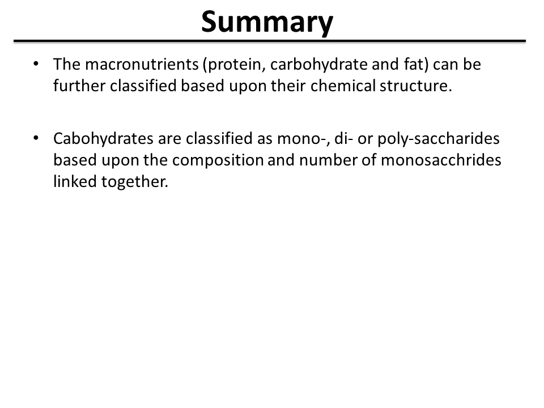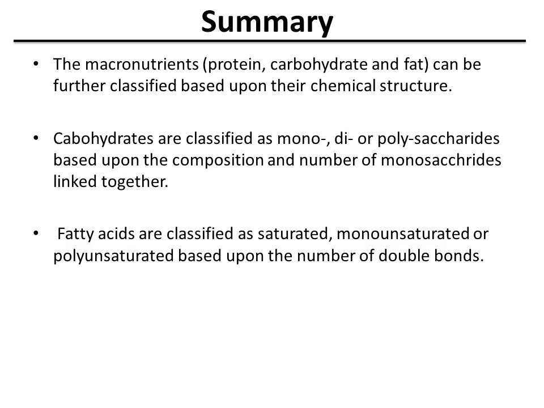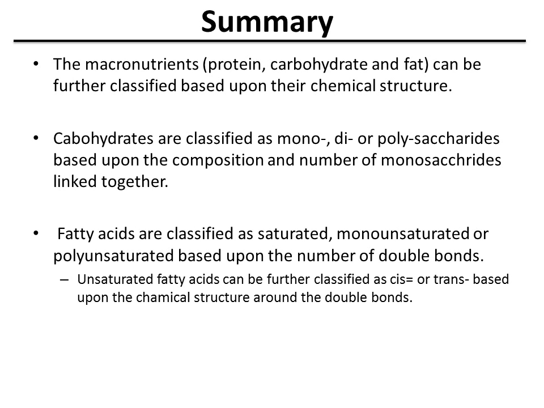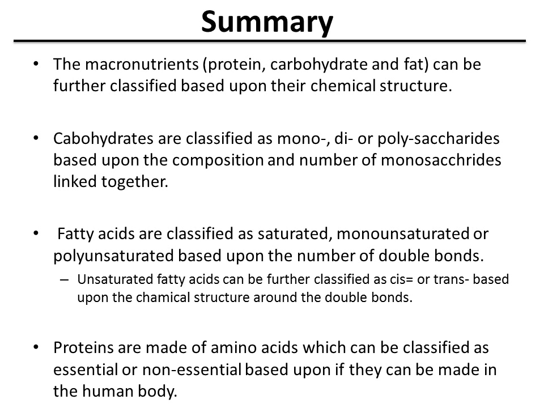Carbohydrates can be classified as mono, di, or polysaccharides based on their composition and the number of monosaccharides that are bonded together. Fatty acids can be classified as saturated, monounsaturated, or polyunsaturated based on the number of double bonds. And those double bonds can be further classified as cis or trans. And then proteins are made up of amino acids, which can be classified as essential or non-essential based upon whether they can be made in the human body.